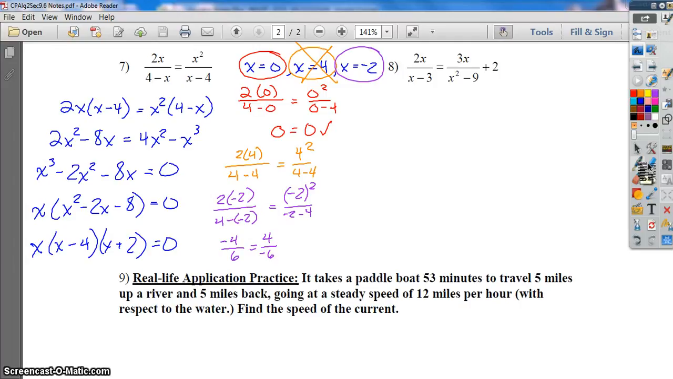Let's try number 8 here. My common denominator. Well, if I factor this, this is x plus 3, x minus 3. So my common denominator is going to be x plus 3, x minus 3. So when you look at this first fraction, I'm missing an x plus 3, but what I'm going to do is actually get rid of these fractions by multiplying every single thing in here times x plus 3, x minus 3.